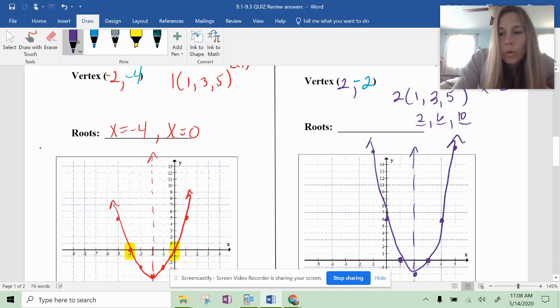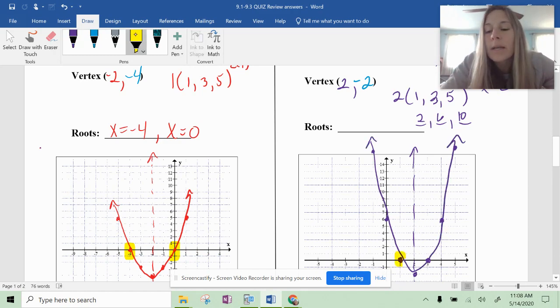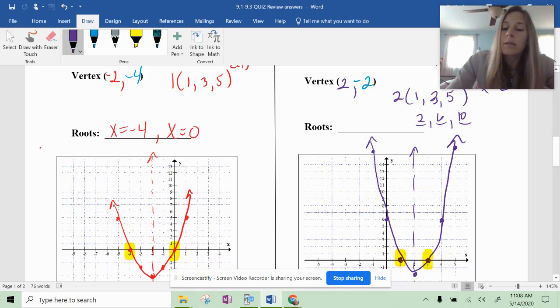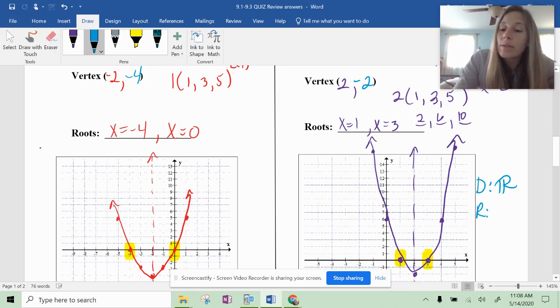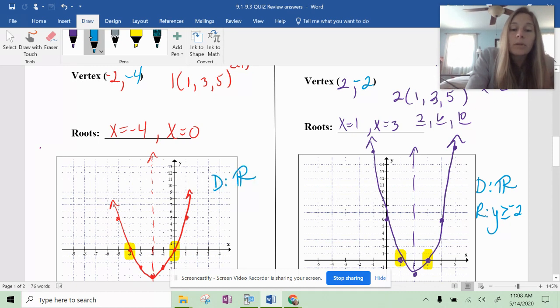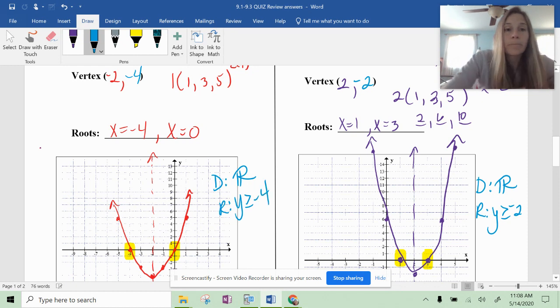Now, once again, what are my roots? Where is this parabola intersecting the x-axis? It is at 1 and 3. So the roots will be x equals 1 and x equals 3. Now, once again, as far as domain and range is concerned, the domain is always all real numbers, and the range, if the graph is opening up, y is greater than that k value, or that c value, greater than or equal to -2. For this graph over here, our domain was all real numbers, but our range was y is greater than or equal to -4.